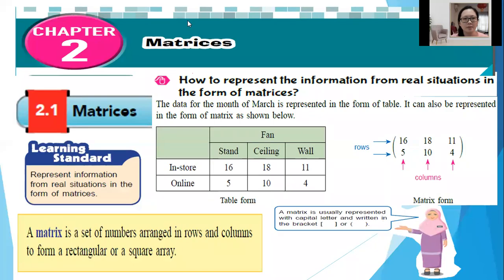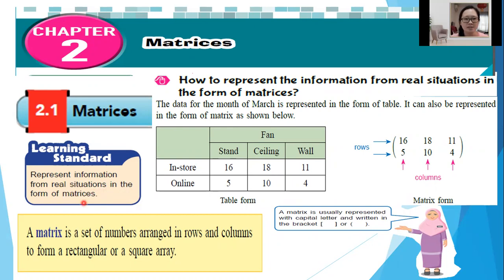Hi everyone. Today we are going to learn Chapter 2, Matrices. Our learning standard is to represent information from real situations in the form of matrices.